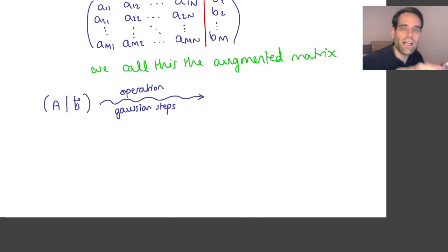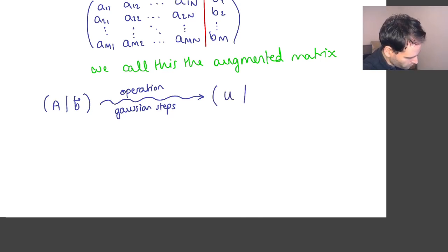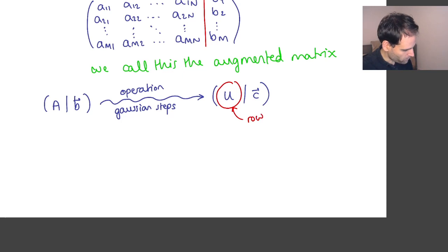And I'm not going to tell you what these Gaussian steps are yet, okay? I will do that later. But basically, very, very quickly, it's equivalent to when you add and subtract equations one with the other, okay? But the point of this is that by doing those operations on the rows of this augmented matrix, we arrive at another augmented matrix, which we could call U line C. But the aim of the Gaussian steps is that this matrix U is in row echelon form.